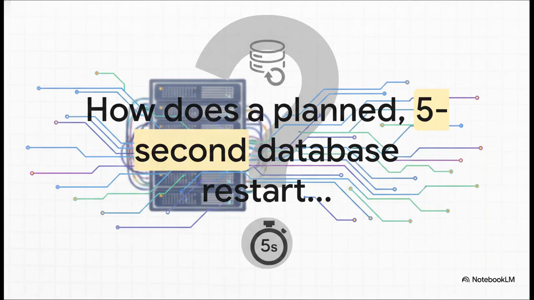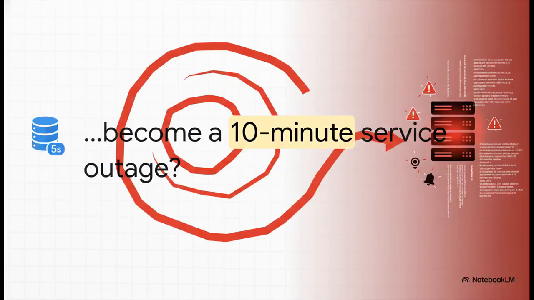So it all starts with a question that, honestly, probably feels a little too familiar if you've ever been on call. Picture this. You've got a planned maintenance window. A simple, quick database restart. It should be down for what? 5 seconds? Tops. And yet, somehow, that tiny 5-second blip spirals into a full-blown 10-minute service outage. Suddenly, your service is just throwing errors everywhere, pagers are screaming, and what was supposed to be a total non-event is now a major incident. So how on earth does that happen? Well, that's exactly what we're going to break down.